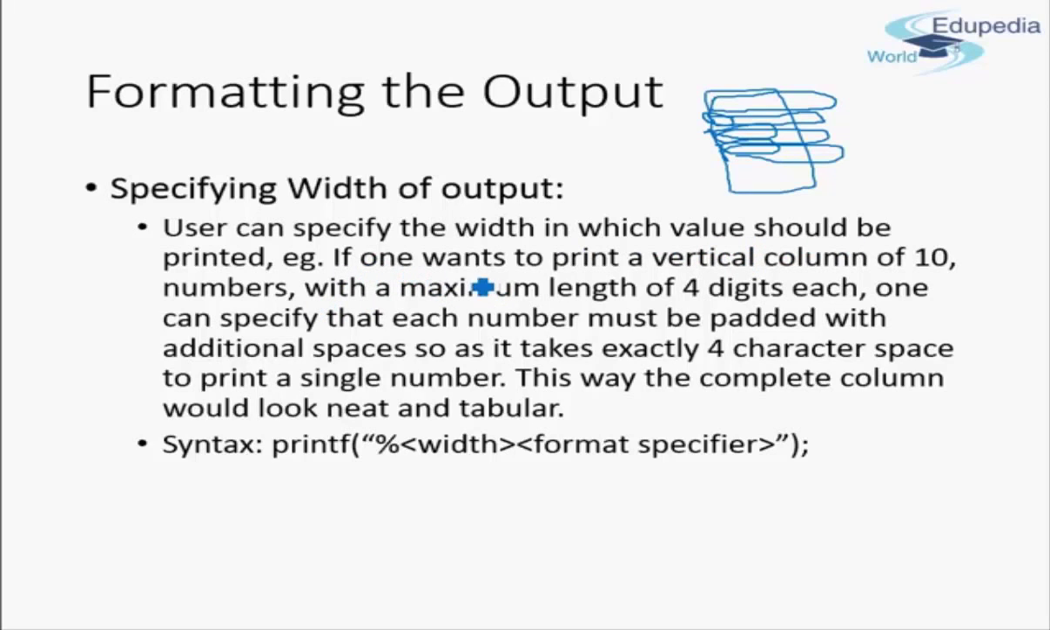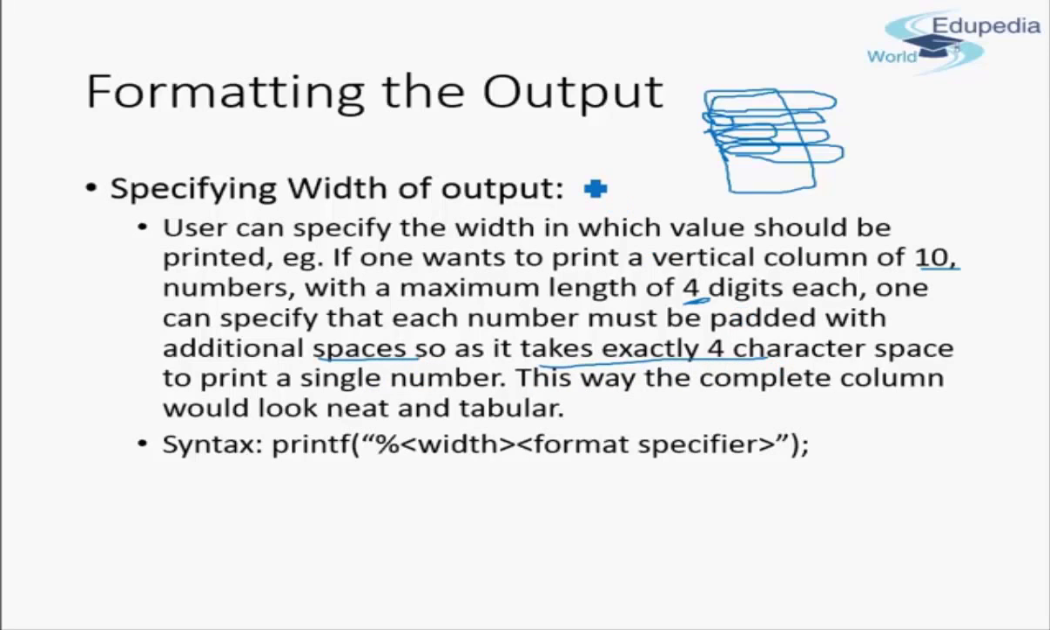For example, if one wants to print a vertical column of 10 numbers, and the maximum length of one of the numbers is 4 digits, so the maximum length is 4 digits among those 10 numbers. Some are of 3 digits, some are 2, but the maximum is 4 digits. One can specify that each number must be padded with additional spaces so that it takes exactly 4 characters.